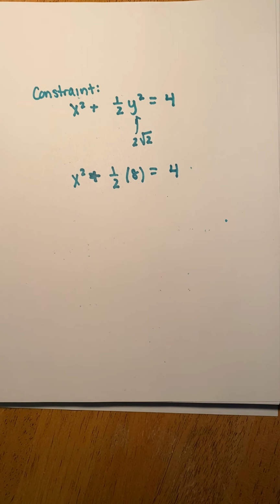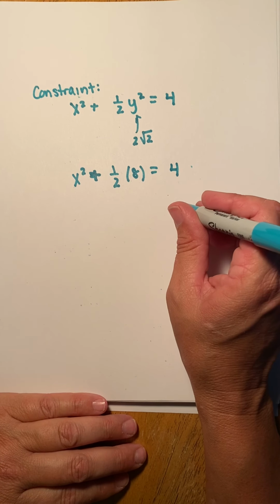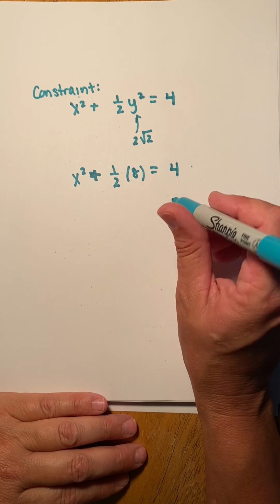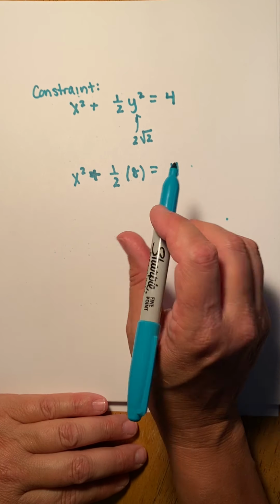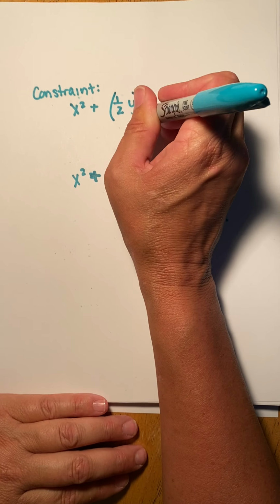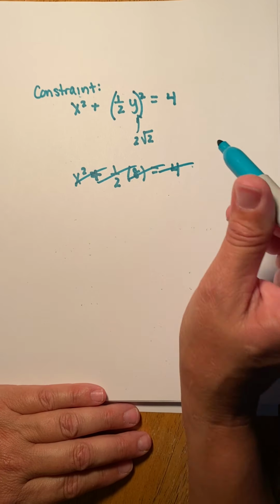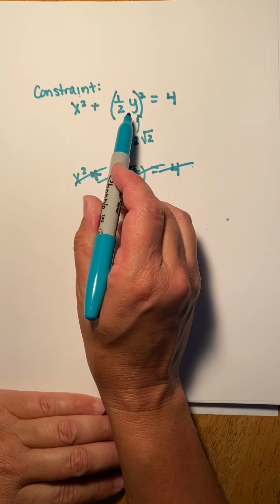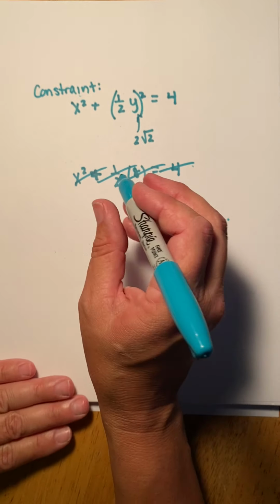Whoops, that doesn't work. What did I do wrong? What is 2 square root of 2 squared? Oh, that can't be, because that's telling me x is 0. So I lost something here. Oh, I know. That's why. That makes a big difference. All right, so don't do that. The constraint is x squared plus 1/2 y, that whole quantity squared, which is much, much, much different.